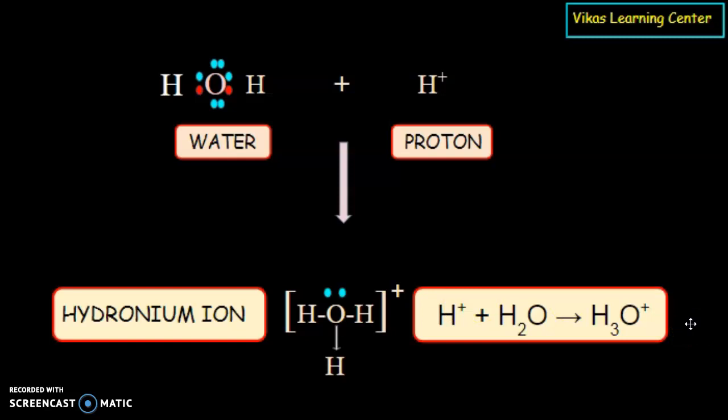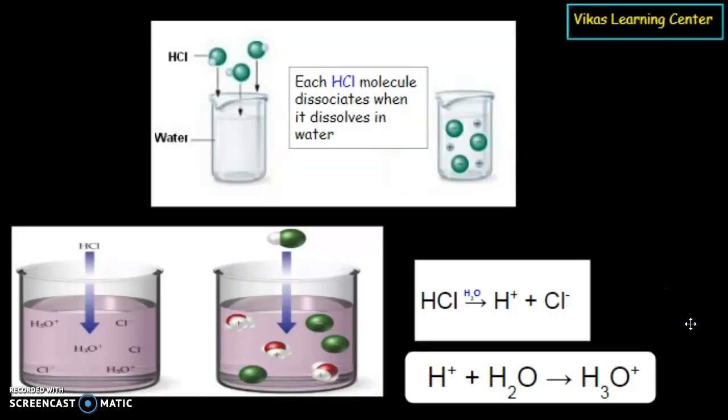But you will be wondering where this proton came from and how it combines with your water. Well, the answer is, we know that whenever an acid dissolves in water, it releases H+ ions. Similarly, when hydrochloric acid dissolves in water, it dissociates into H+ ions and Cl- ions. And these H+ ions immediately combine with the water molecules present in the solution. And that leads to the formation of this hydronium ion.